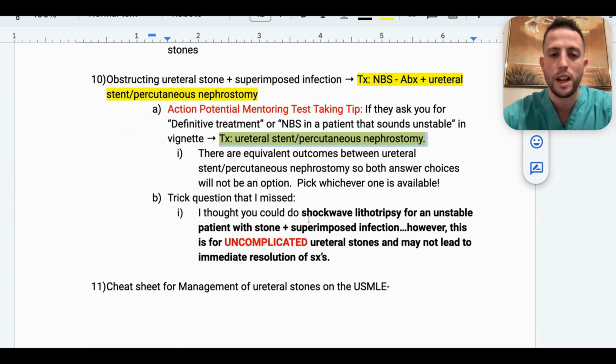A trick question that I missed. I thought you could actually do shockwave lithotripsy for an unstable patient with a stone and superimposed infection. However, that is for uncomplicated ureteral stones and may not lead to immediate resolution of symptoms. So if you need a faster resolution, you got the ureteral stent and percutaneous nephrostomy. Do not use the shockwave lithotripsy if the patient has a complicated stone.